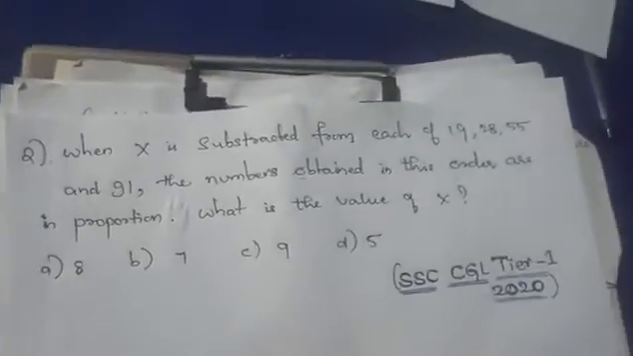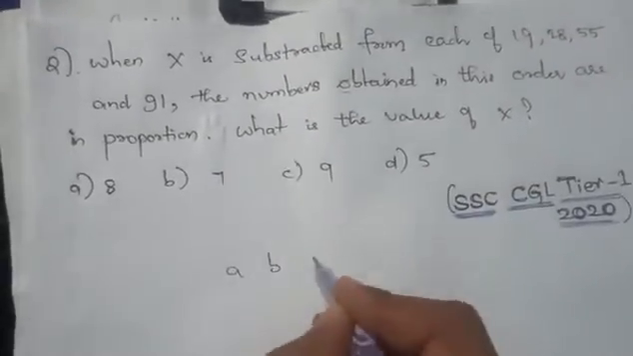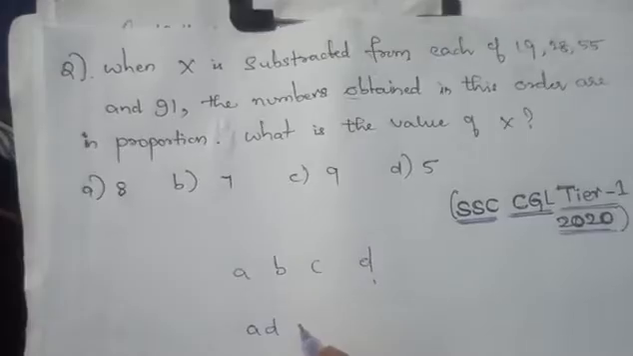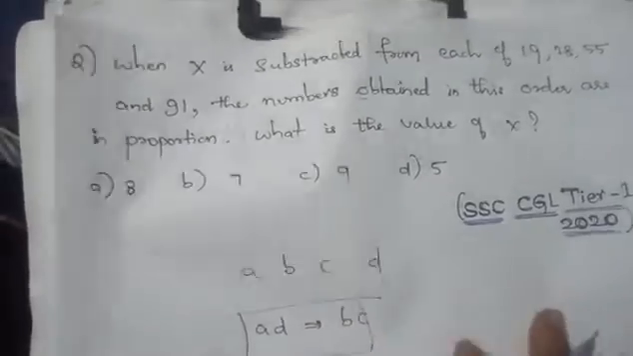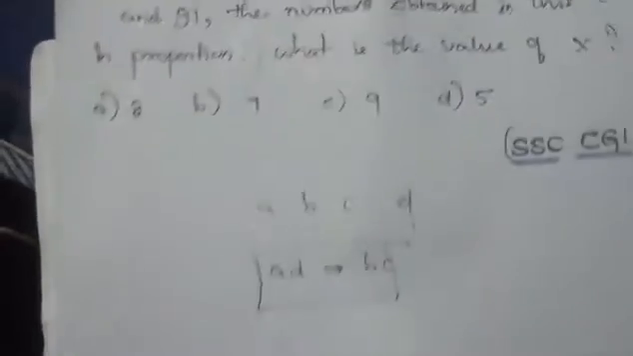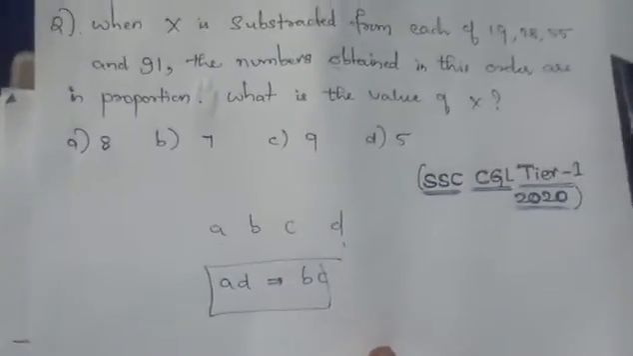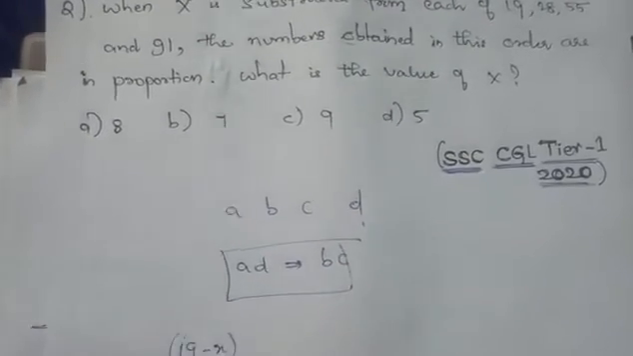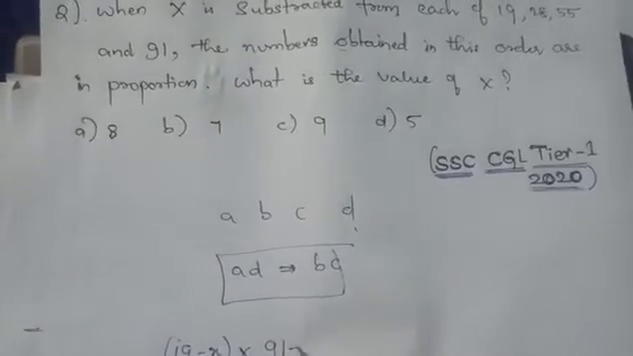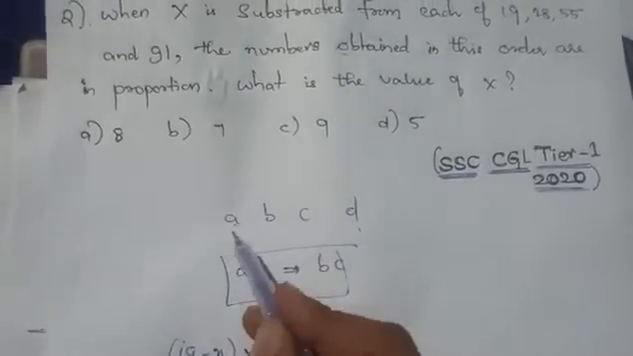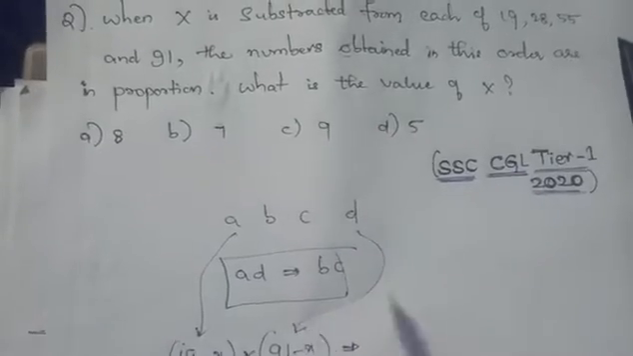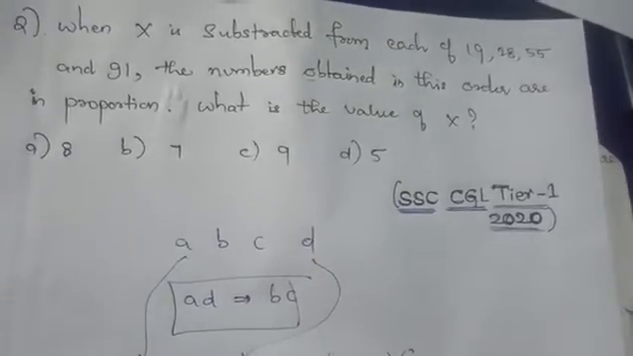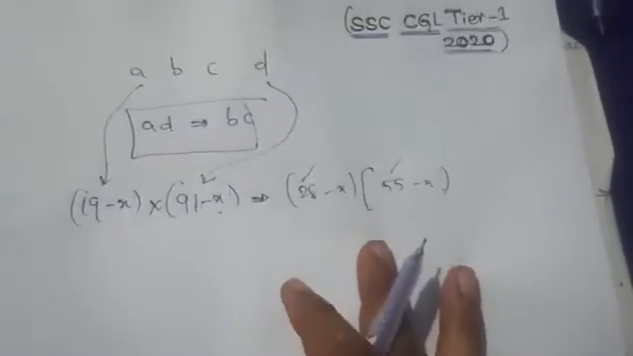In order for these numbers to be in proportion, what must be subtracted from each number? They are asking that. So we know if A, B, C, D are 4 numbers in proportion, AD must be equal to BC, right? Meaning A into D is equal to B into C. Everyone might be knowing this. But what about here? We need to subtract x from each term. That is (19 minus x) into (91 minus x), because A is 19 and D is 91, right? And (28 minus x) into (55 minus x). This is B, this is C.